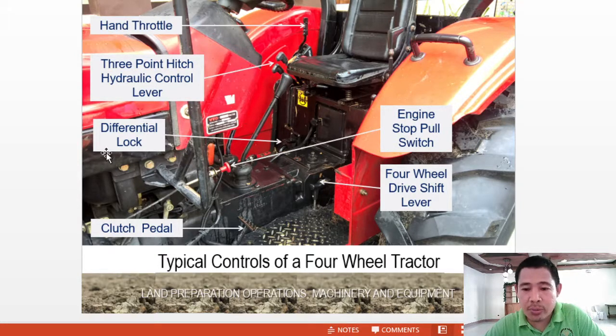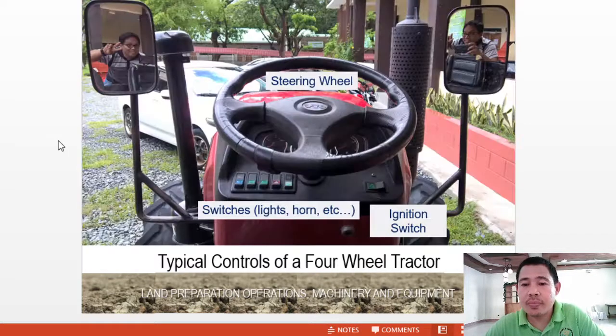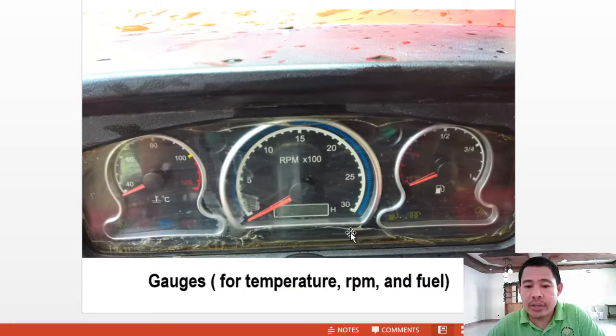Maybe some of you were able to operate a tractor. We have here the steering wheel, switches, lights, horn, etc. Then we have the ignition switch, and gauges for temperature, the revolutions per minute, and fuel. This panel is very useful in the effective operation of a tractor.